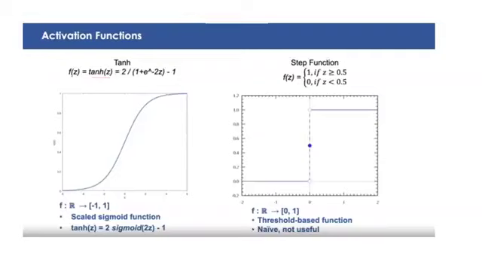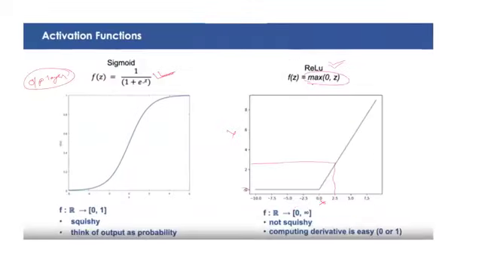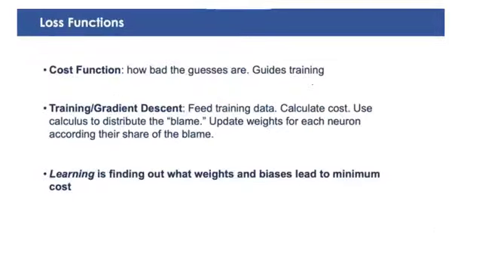Then we have step function. What this step function will do is it will range between 0 and 1. Actually, it will not take values between, it will just take two values, either 0 or 1. If the value is greater than 0.5, it will mark it as 1. If it is less than 0.5, it will mark it as 0. So step function is another such kind of activation function. These are some of the examples.